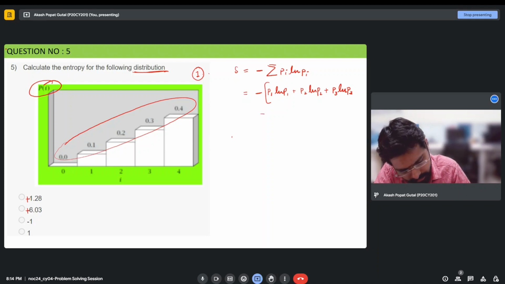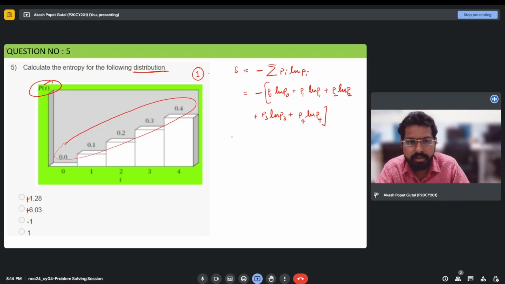I just stop at 0. Okay. Right. P1 ln P1 plus P2 ln P2 plus P3 ln P3 plus P4 ln P4. So this is the total entropy we will be getting.